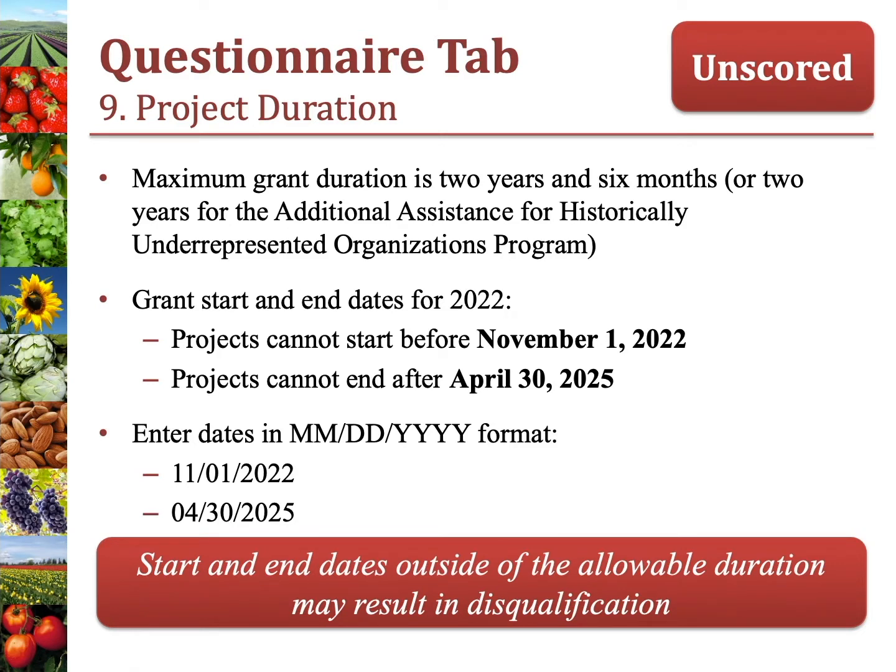When you enter the dates in FAAST, make sure to use a 2-digit month, 2-digit day, and 4-digit year format. Note that any dates outside this range may result in disqualification. We don't assume that a date outside the range is a typo, so please double check this before submitting. This question is unscored.